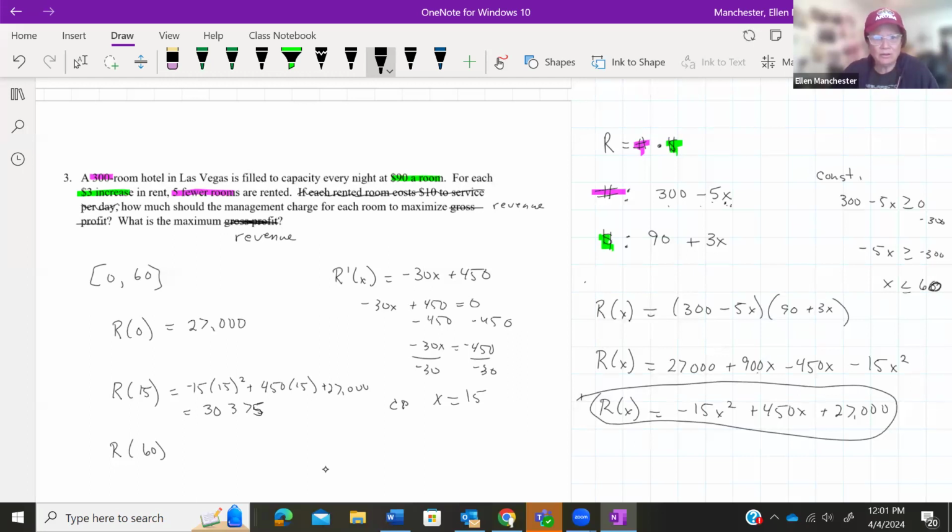$30,375 is our maximum revenue. And then if I make 60 changes, remember we said, if I make 60 changes, I'm going to end up with 0 rooms. So I have 0 revenue.